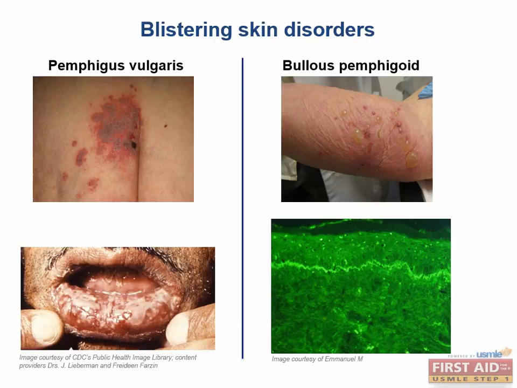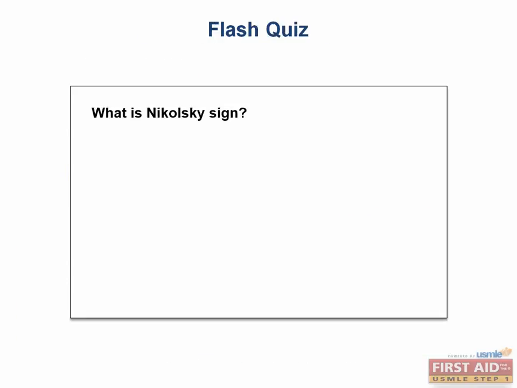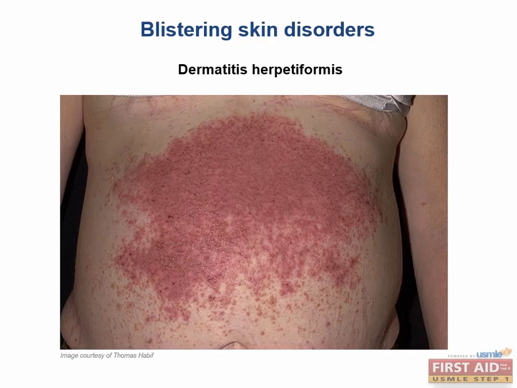So which would you rather, pemphigus vulgaris or bullous pemphigoid? Pemphigus vulgaris is potentially fatal, and your skin sloughs off with a slight touch, so I think that I would go with bullous pemphigoid. Let's have a flash quiz. What is Nikolsky sign? It is skin that separates with a gentle application of tension. Ouch!